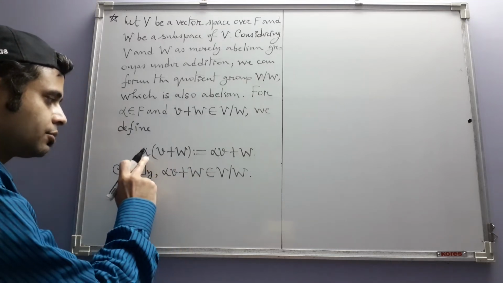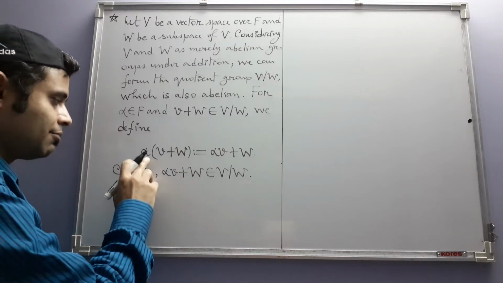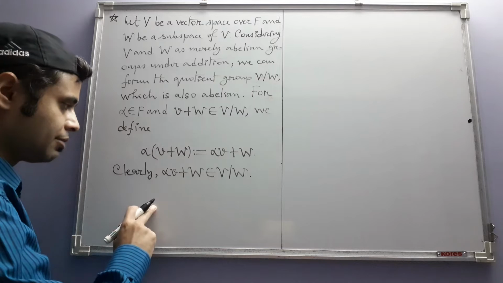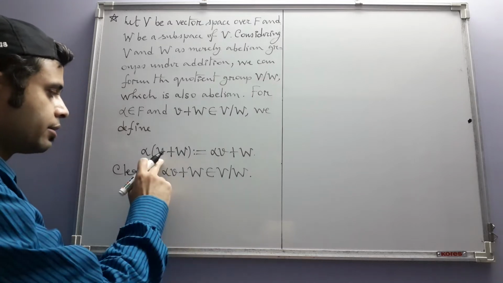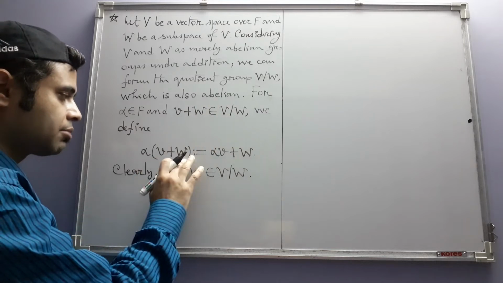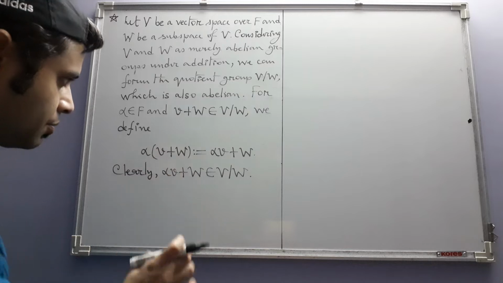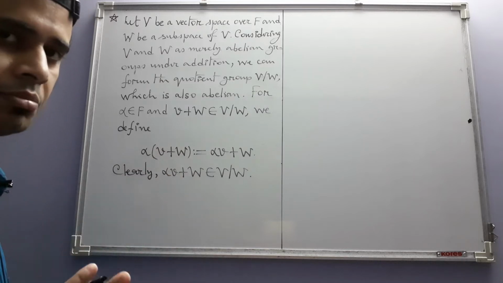For that we have to show that if we have two scalars, say alpha 1 and alpha 2, which are equal, and two elements here, say v1 plus W and v2 plus W, which are also equal, then the products should give us the same element.